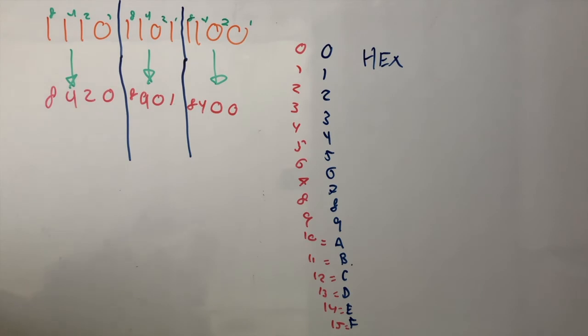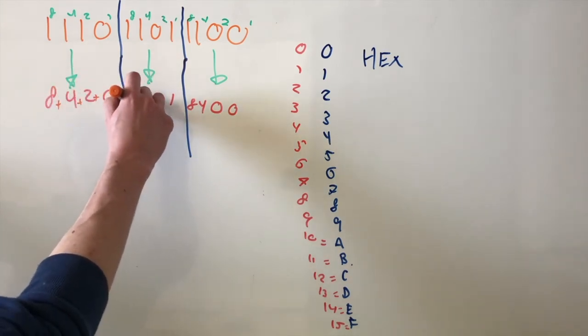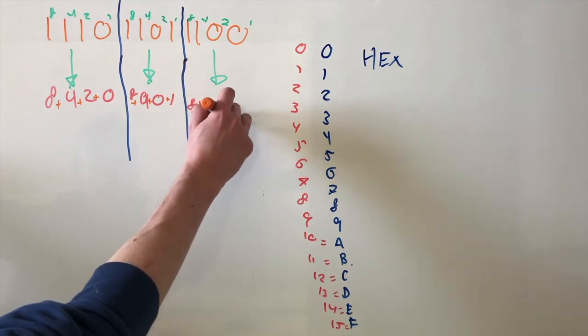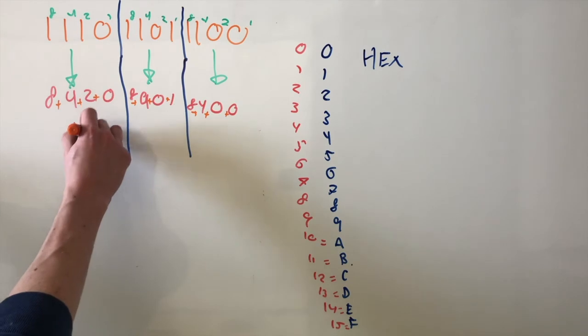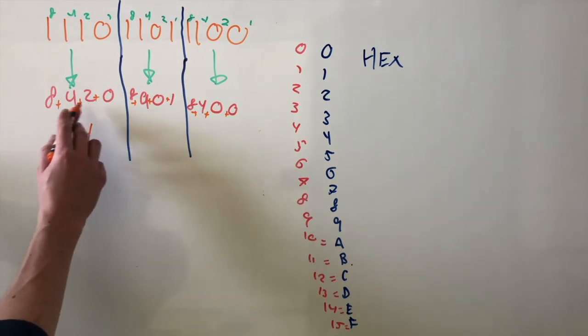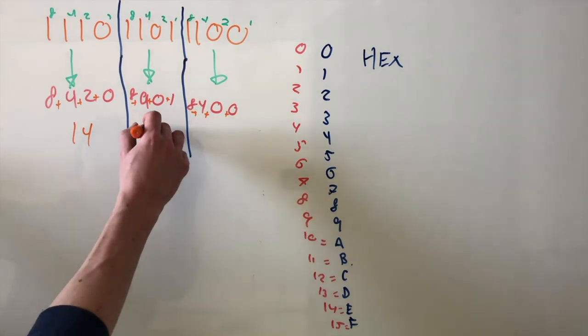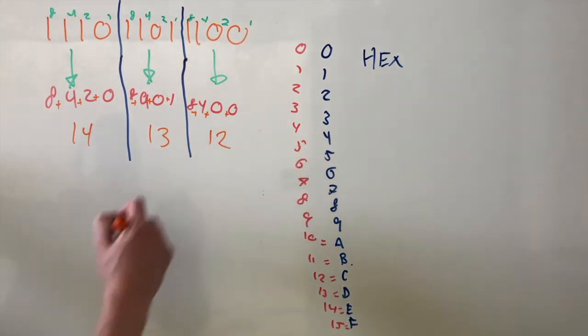So, I'm going to add these all together. So I'm going to add plus signs in between them, so the 8 plus 4 plus 2 plus 0, 8 plus 4 plus 0 plus 1, 8 plus 4 plus 0 plus 0. That's 14. That's 13. And that's 12.